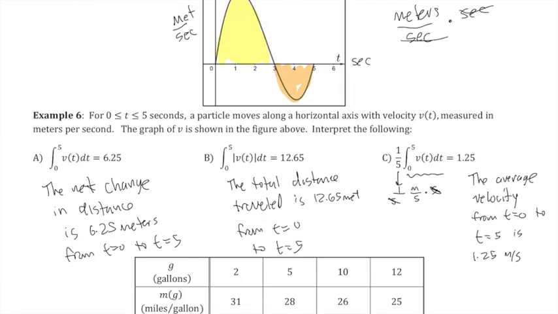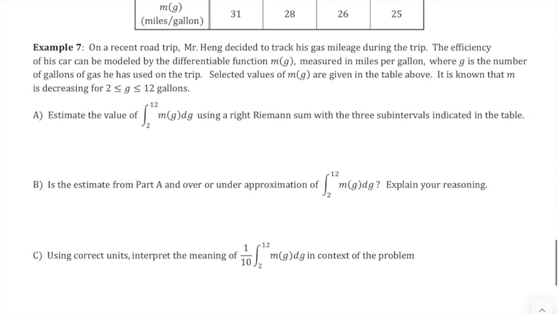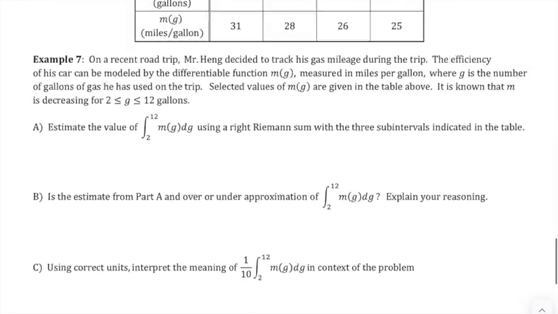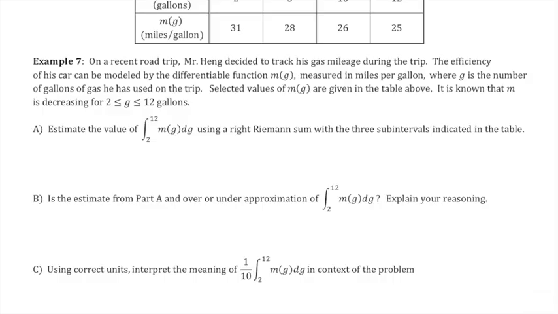Okay, last question. Example 7. On a road trip, Mr. Hang decided to track his mileage during the trip. The efficiency of his car is modeled by the differentiable function m of g, measured in miles per gallon, where g is the number of gallons of gas he has used on the trip. The selected values are given on the table. It is known that m is decreasing between 2 and 12. Well, obviously, if you're using gallons of gas, you're only going to be using them.